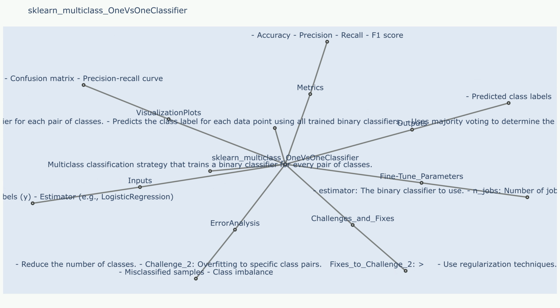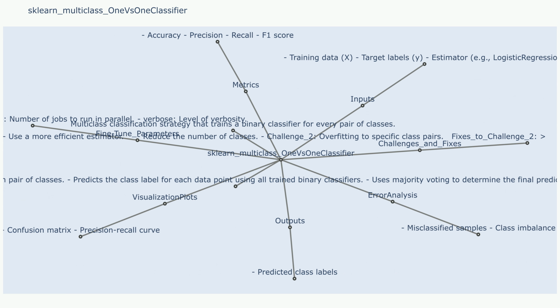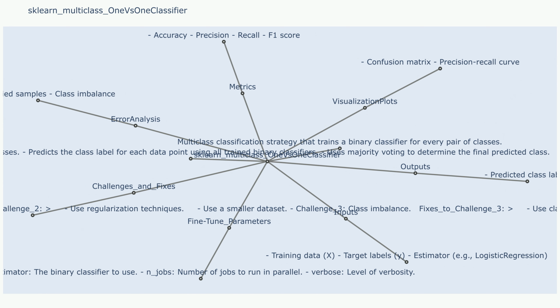Inputs: X, the input features for the training data. This is typically a 2D array, where each row represents a sample and each column represents a feature. Y, the target labels for the training data. This should be a 1D array with the same length as X, where each element represents the class label of the corresponding sample. Outputs: predictions: a 1D array of class labels for the given input samples. Probabilities: optional, a 2D array of predicted probabilities for each class.